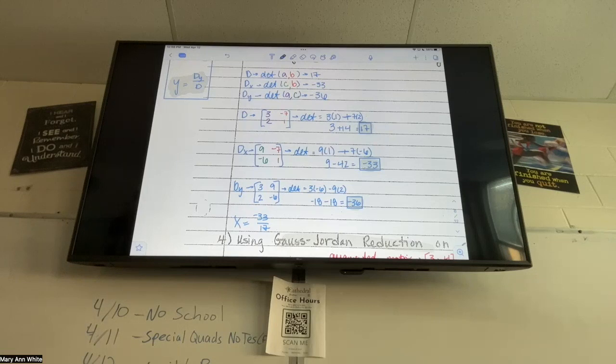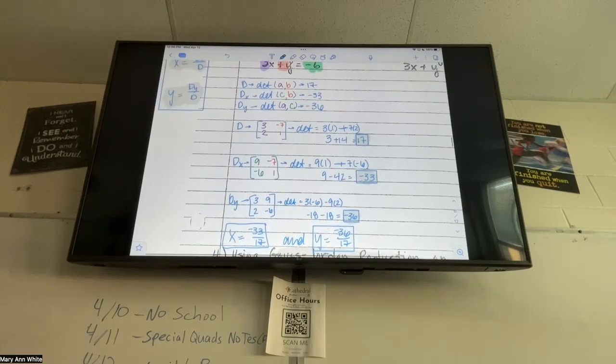So my x is -33 over 17, and then my y is going to be dy, which is -36 over d, which is 17. So there's my y, there's my x. And we're done. So all we did was just 3 small determinants, but it's important to know how we got them and what goes with what. Do you think you can try the next one without me? Okay, start the next one without me.